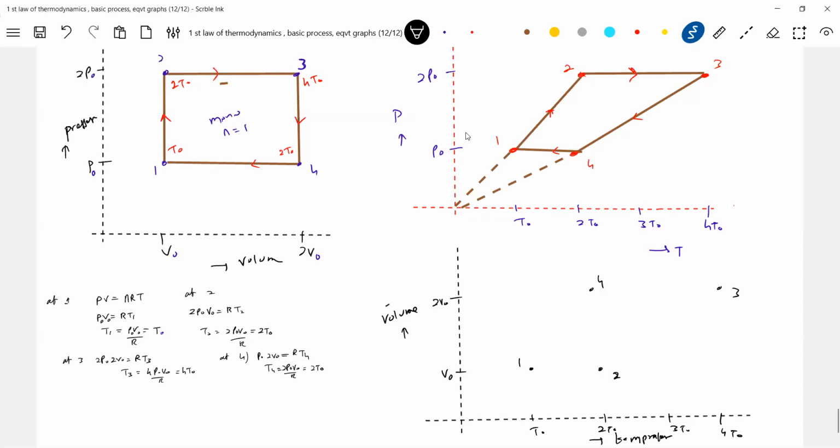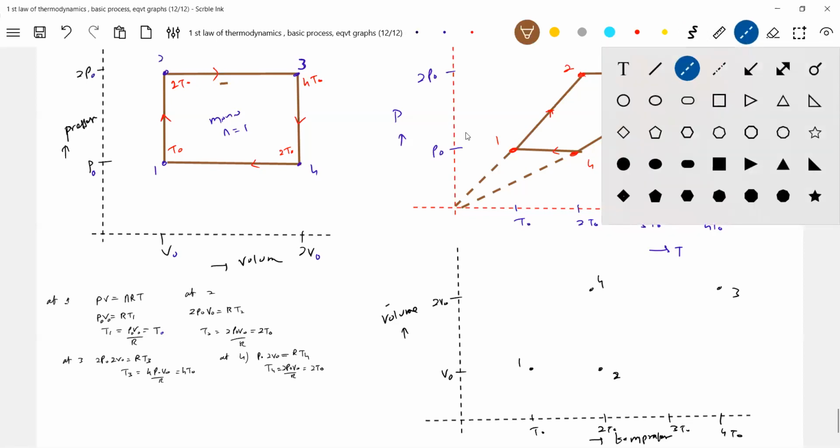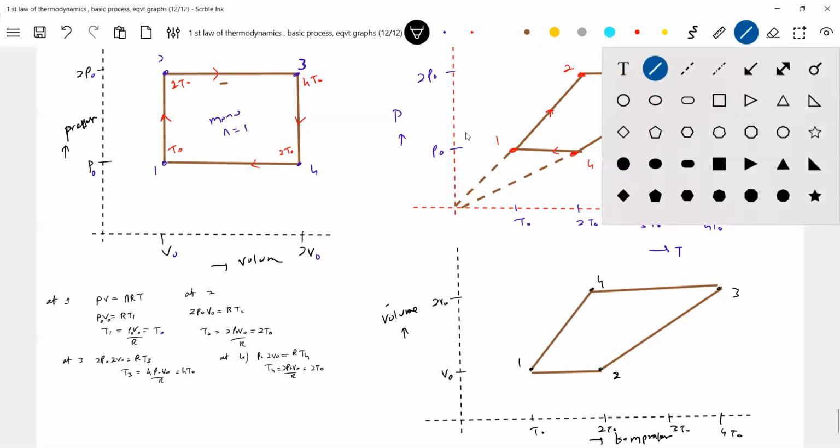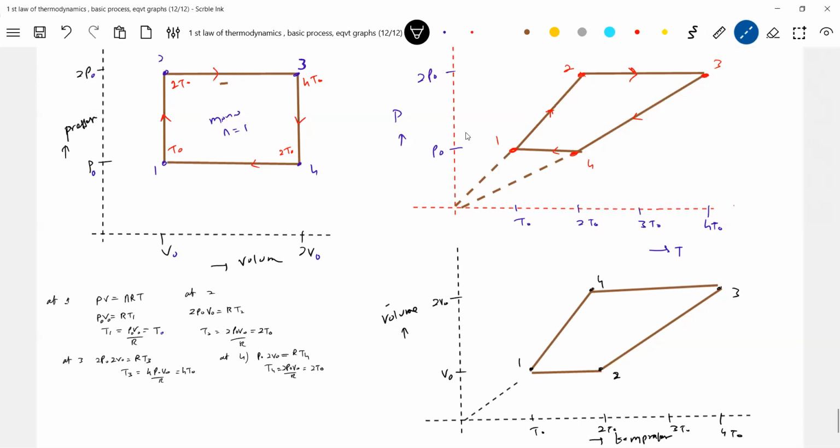Okay, what is 1, 2? Isochoric process. Isochoric process, how do you represent it? Straight line passing through origin. 2, 3, what is 2, 3? Isobaric process. Isobaric process in the VT graph: straight line passing through origin. 3, 4, isochoric. 4, 1, again isobaric. So again, it's a straight line passing through origin. Okay, the graph may not be exact.